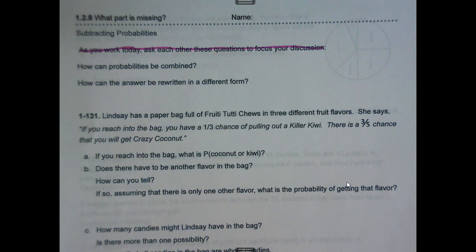Lesson 128. What part is missing? Today, with this lesson, we are going to be subtracting probabilities. Some questions for us to think about and to kind of focus our work today are: how can our probabilities be combined, and how can the answer be written or rewritten in a different form?